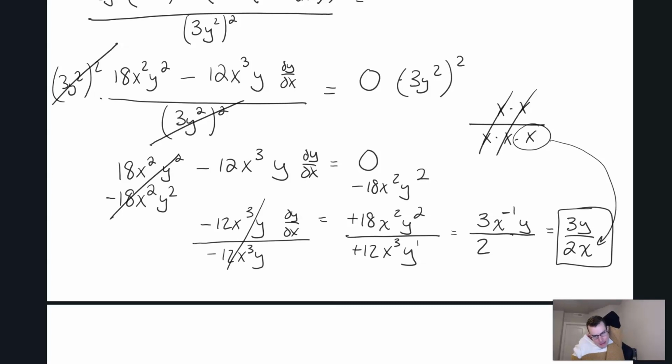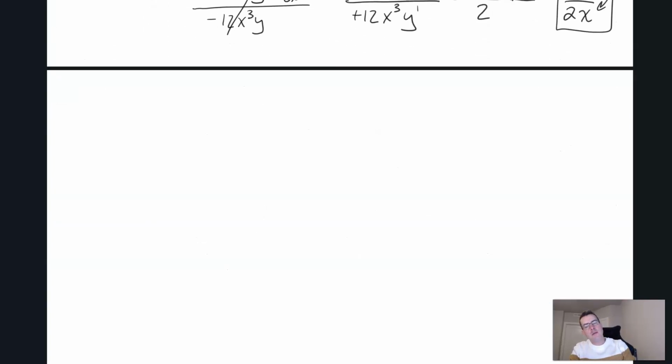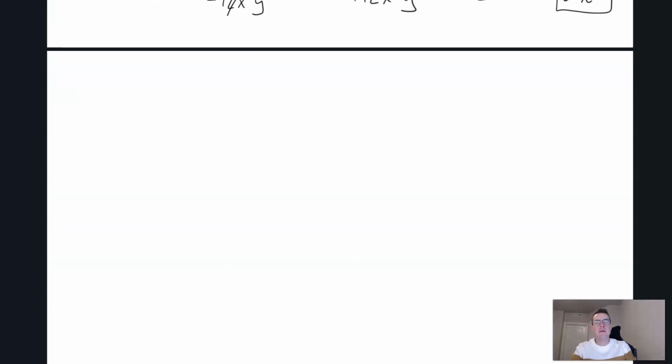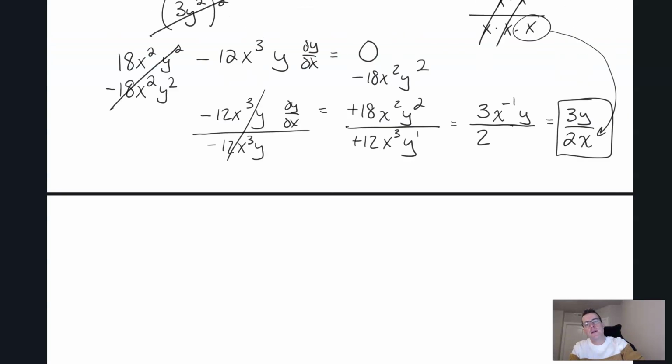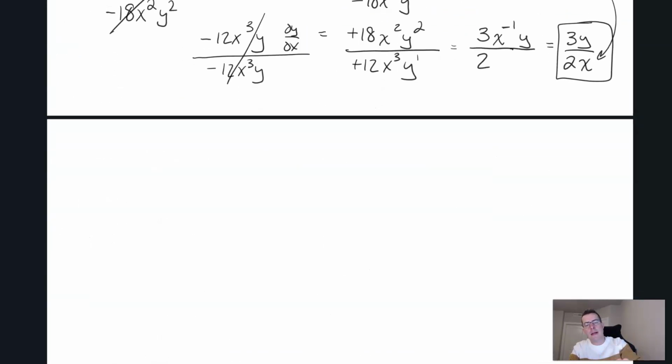One last example that you might have here involves the chain rule. So let's just do one here that involves the chain rule, and maybe it might be combined with a trig function. So that was example 3, right? Yeah. Okay. So let's do example 4.